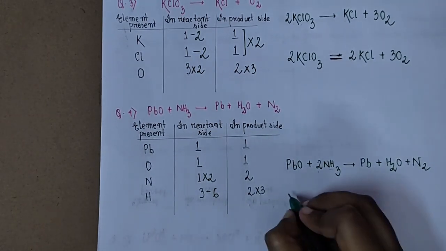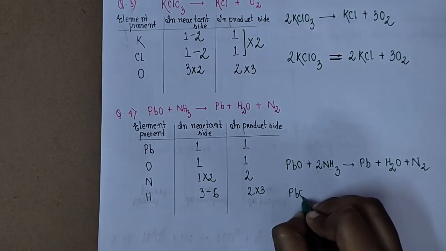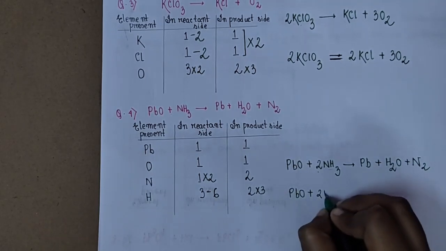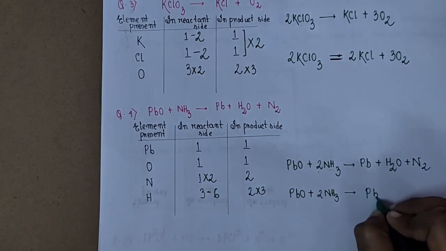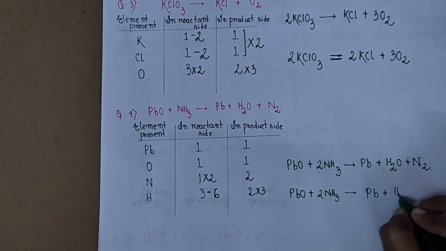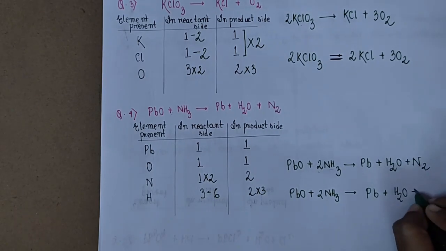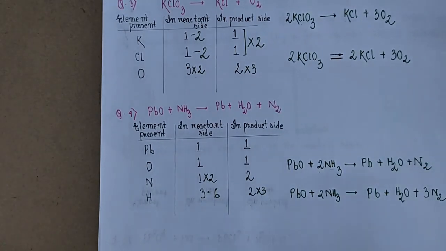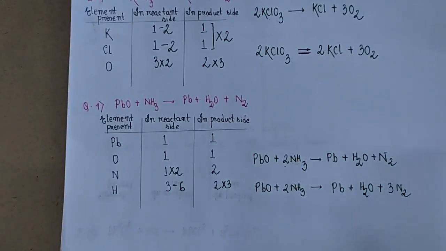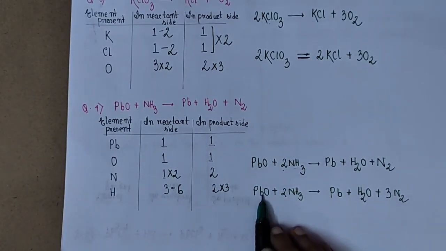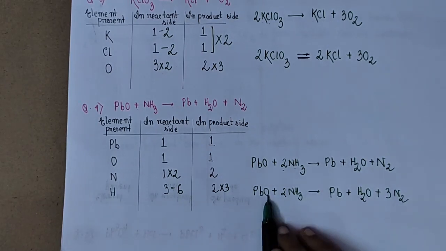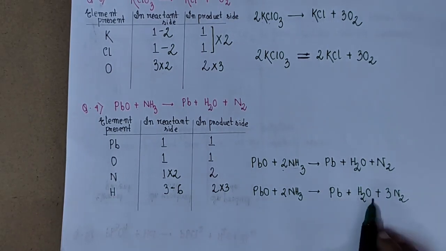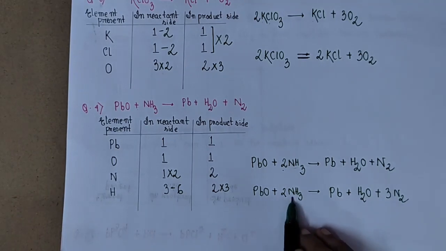So what to do? We have to multiply this product side hydrogen with 3. So what should we get now? PbO plus 2NH3 gives Pb plus 3H2O plus N2. Now check whether this is a balanced equation or not. So lead 1 in the reactant side and 1 also in the product side. Oxygen 1 in the reactant side, 1 in the product side. Nitrogen 2 in the reactant side.